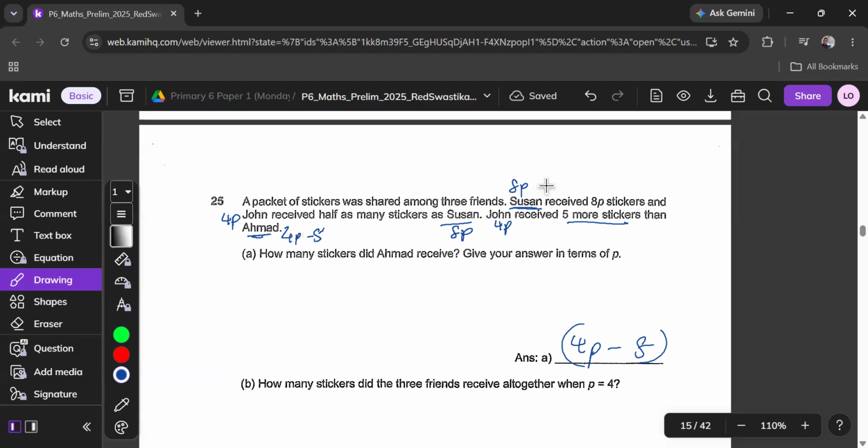Okay, this is what you do. You put the number on the person. How many stickers did Ahmad receive? Answer already: 4p minus 5. Okay, this is how you do faster.